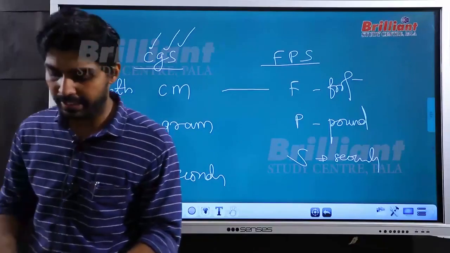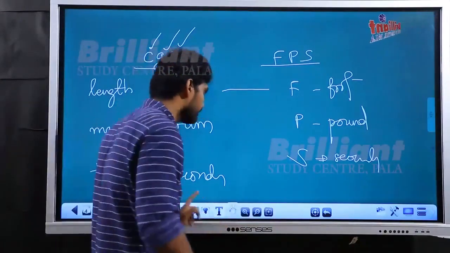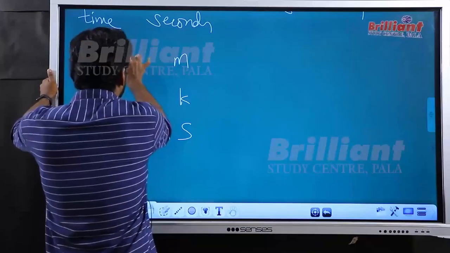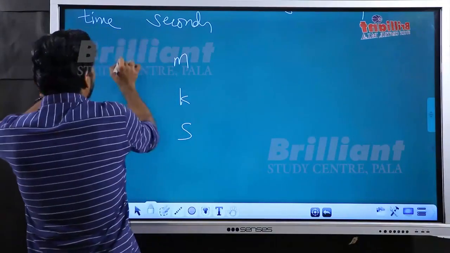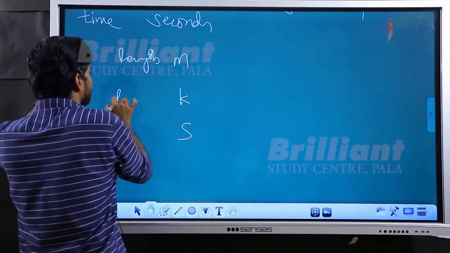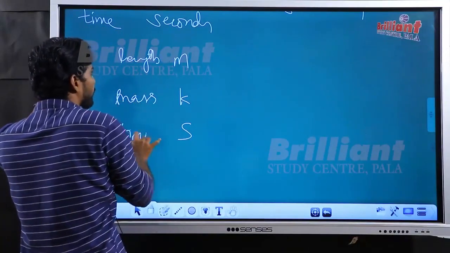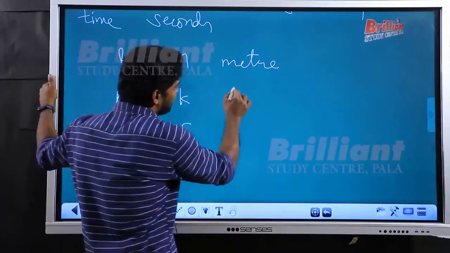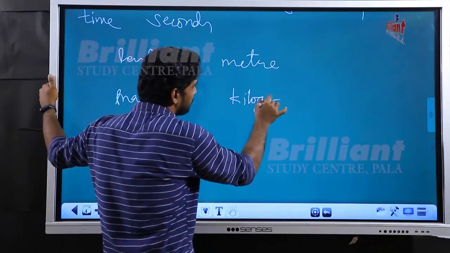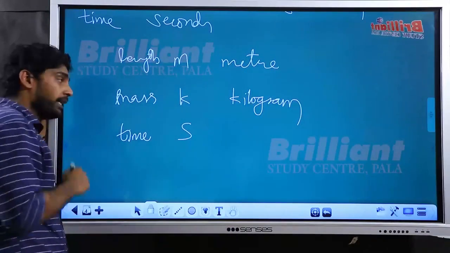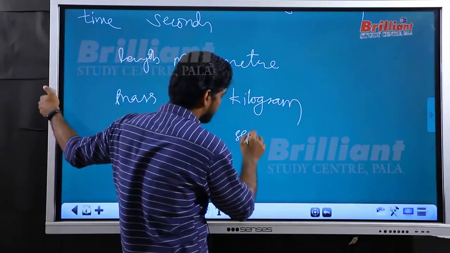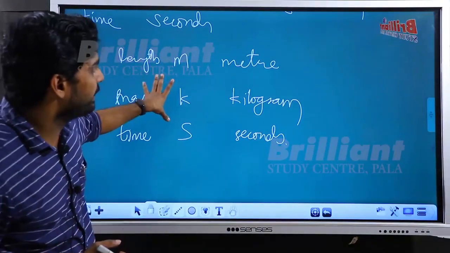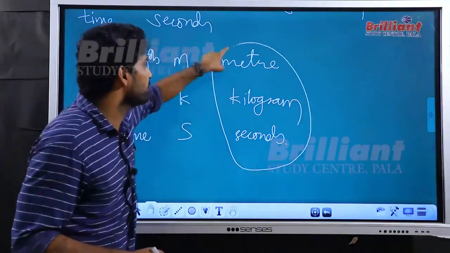Then we have the MKS system. Length, mass and time. What is the unit of length in the MKS system? It is meter itself, that is why M. The unit of mass in the MKS system is kilogram. The unit of time in the MKS system, like all the other systems, is seconds itself. That is the MKS system, the most widely used set of units.